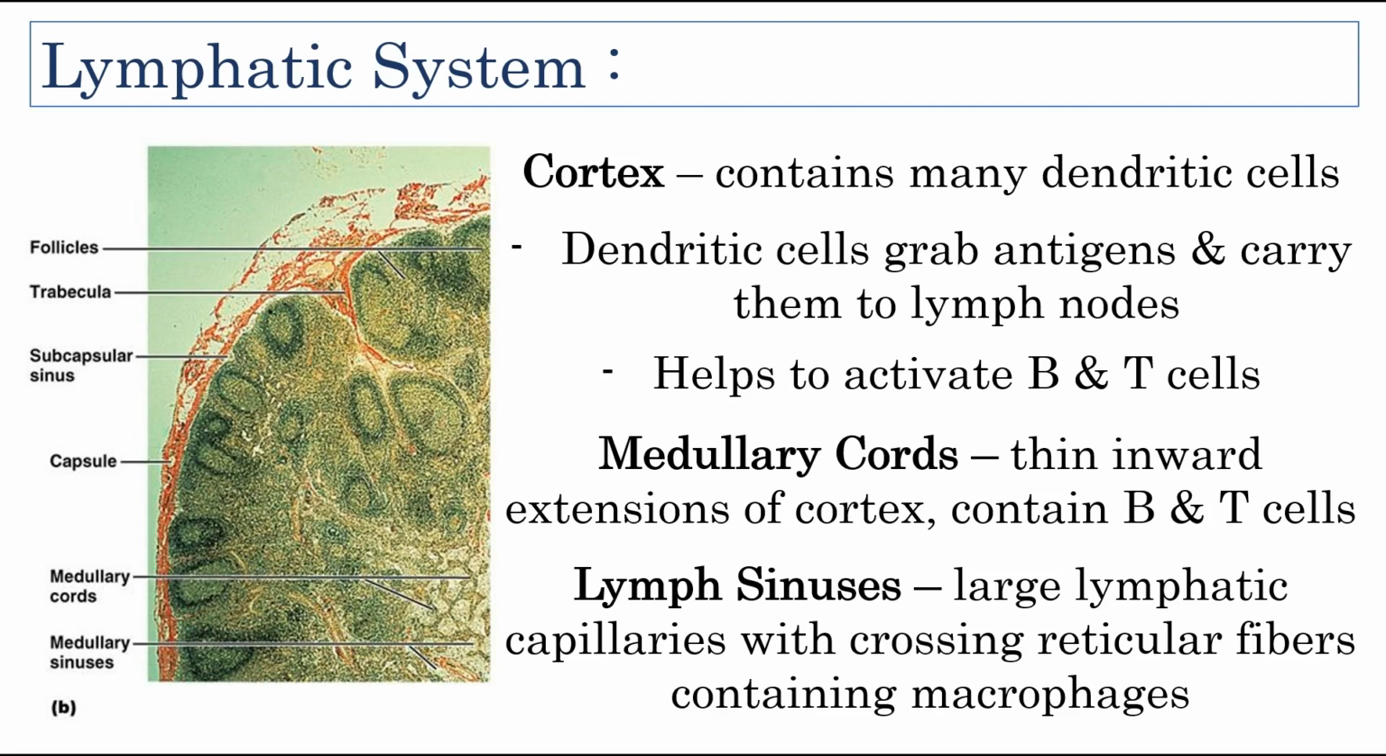The cortex also has many dendritic cells. These guys are just capturing more antigens and bringing them to the T and B cells so that they can handle the immune response. The sinuses are going to be the larger capillaries, where a lot of the macrophages who are doing the physical cleaning of that lymph fluid are hanging out and just waiting.